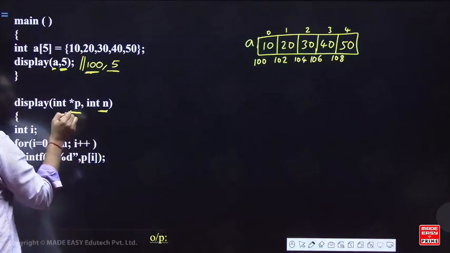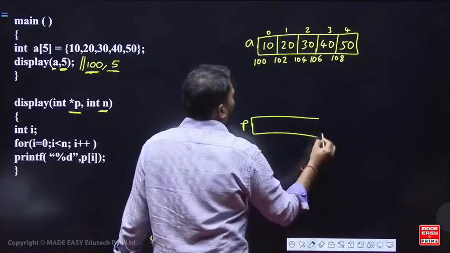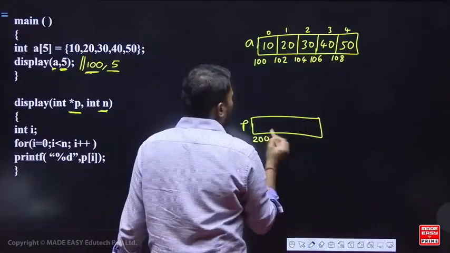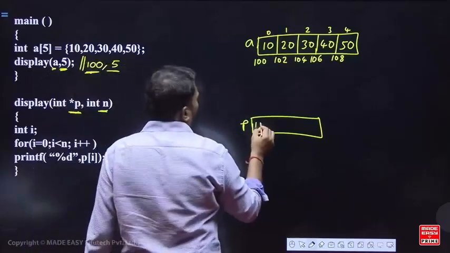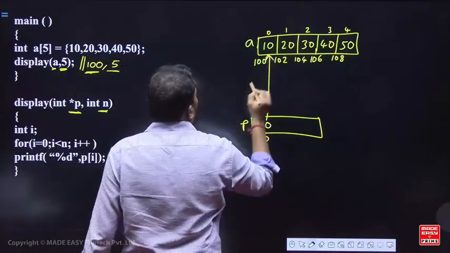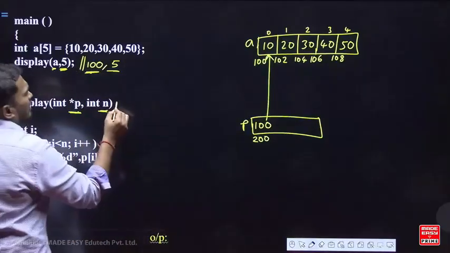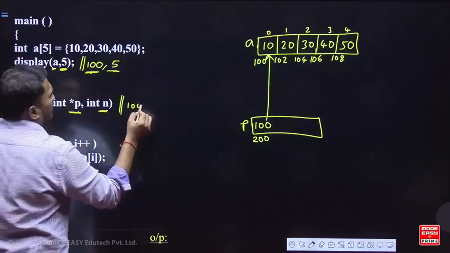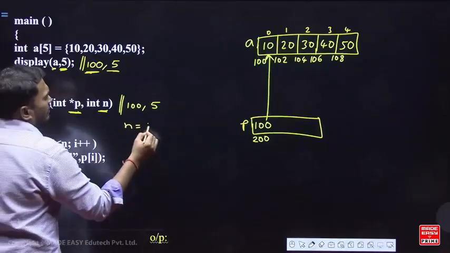Now p is the receiver, a pointer variable. It also has some address, let us say 200, and what you passed into p is 100, the base address of the array, so it is pointing to this one. Next, in n you received 5, so the value of n is 5 here.